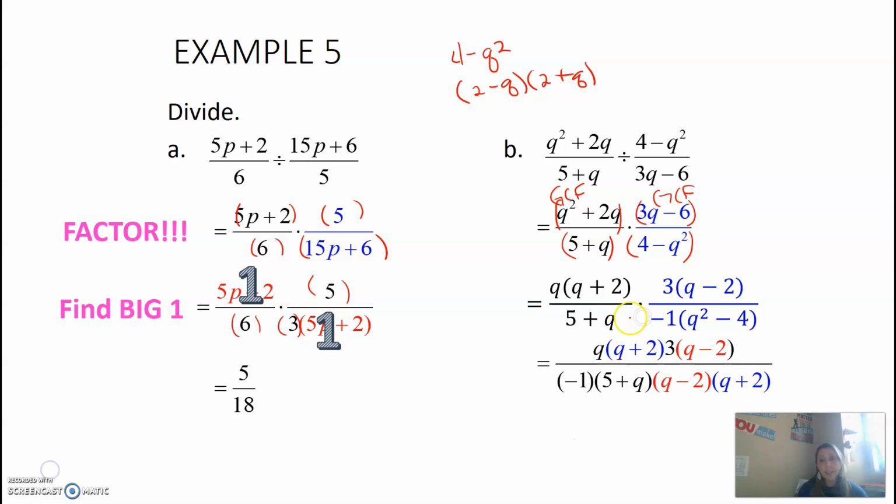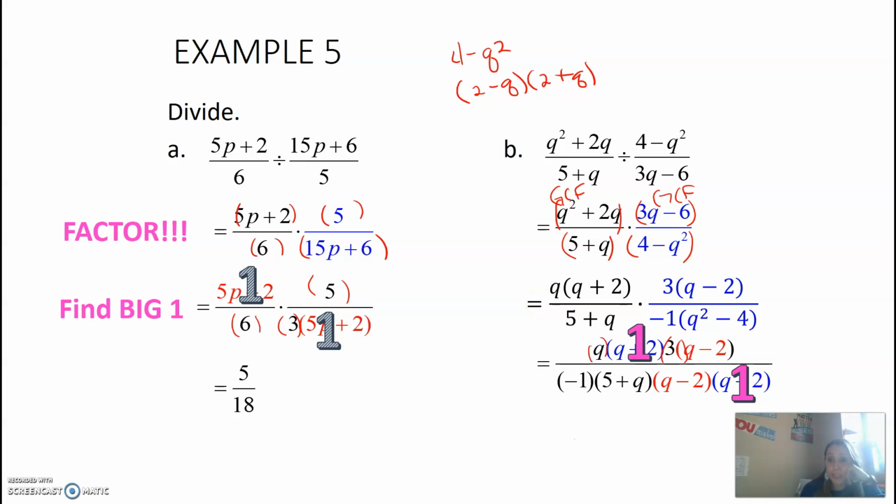Let's keep it red again. So I'm going to put parentheses around this. And then I already have them here. So now I'm going to find my big ones. And then again, just like before, those q's are not going to go. There's no other q by itself on the bottom. But there is a q plus 2.